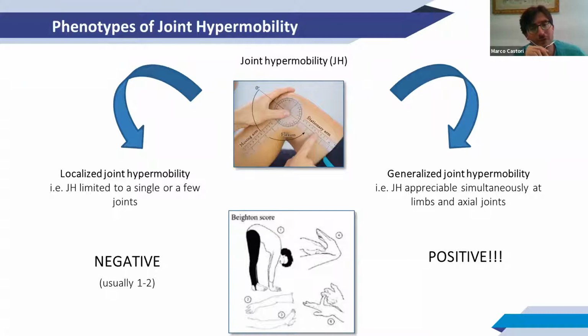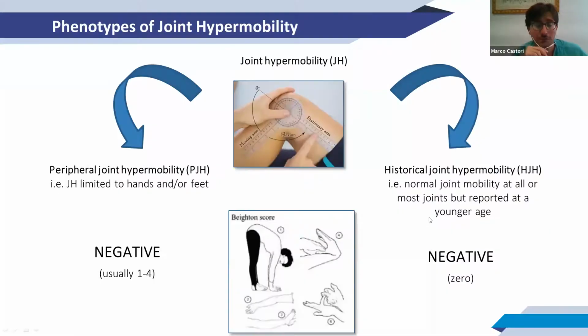Generalized joint hypermobility is a form of joint hypermobility that affects multiple joints that are arbitrarily considered representative of the entire musculoskeletal system. In this kind of joint hypermobility, the Beighton score is positive. In clinical terms, you can also find two additional types of joint hypermobility. Peripheral joint hypermobility is a form of joint hypermobility that affects hands and feet. It is a form of generalized joint hypermobility, but large joints are not affected.